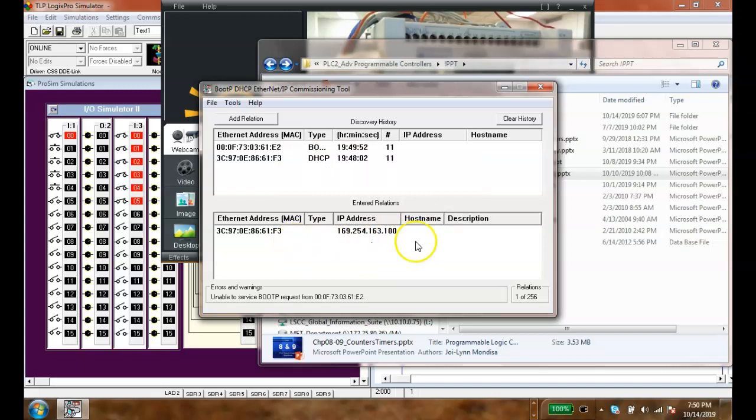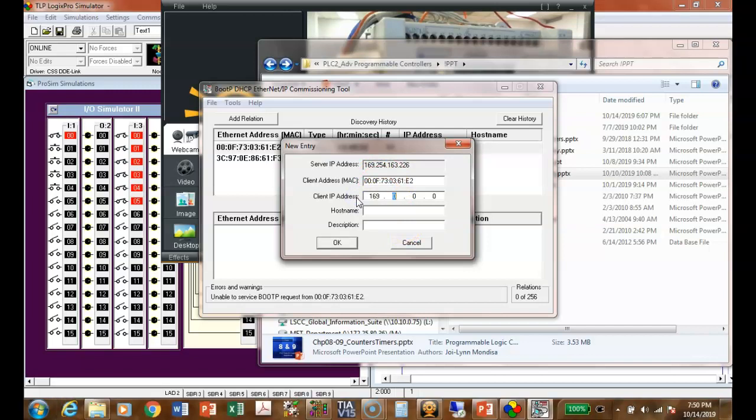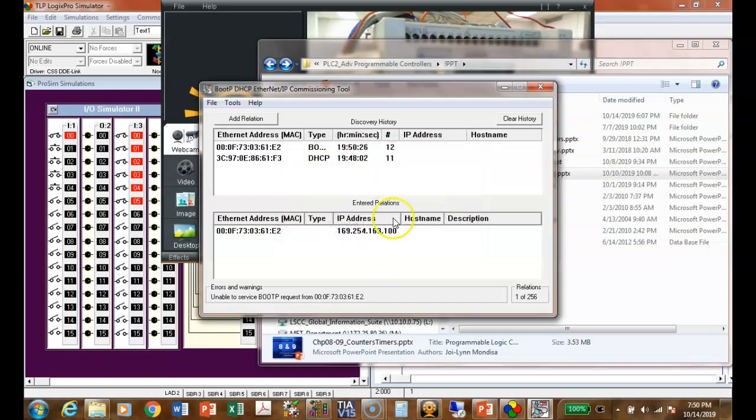Oh yeah, you're right, sorry. Here we go. So I don't know what I assigned it at. 169.254.163 and then 100, which is what I normally use. And what's going to happen is eventually we'll see it pop up here, and it'll get that address. And once it gets that address, then we should be okay.